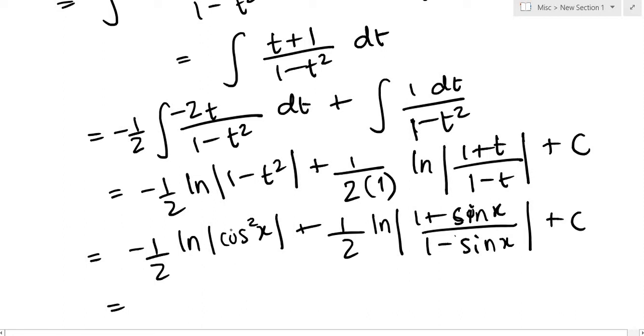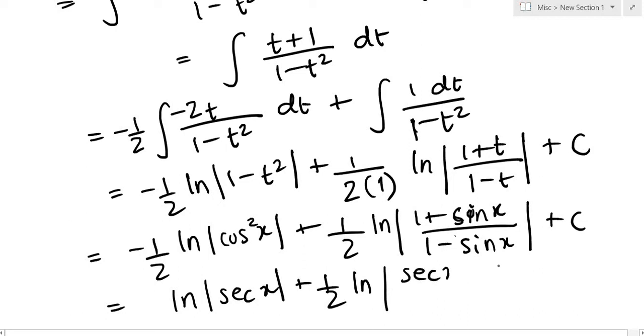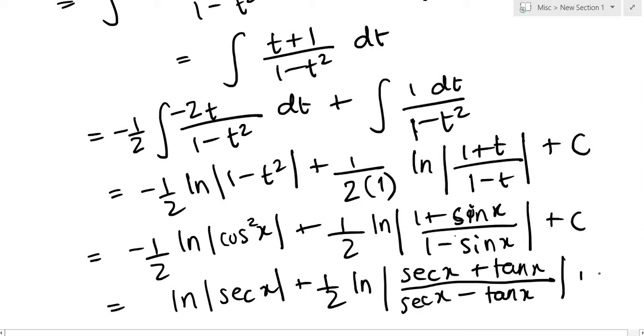Well, you can take the negative in and then flip the argument. We have 1 over cosine or secant of x plus 1 by 2 times the natural log. Now if you want to divide everything by the cosine, it's okay. You have the secant x plus tangent of x over the secant of x minus the tangent of x plus c. This step was unnecessary, but it just looks clean. So, that's our answer there.